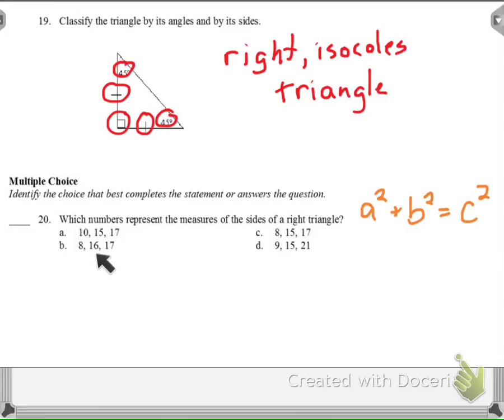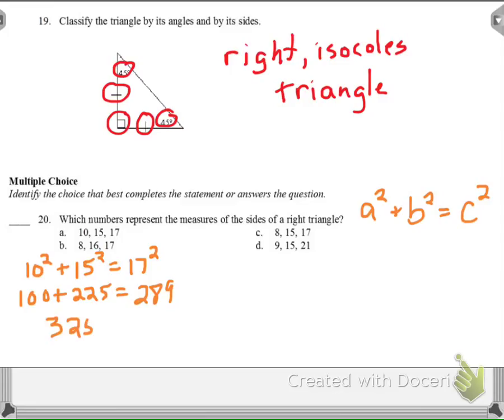Okay, so I'm going to test out A. If this was a triangle, it would be 10 squared plus 15 squared equals 17 squared. A squared plus B squared equals C squared. Remember, C has to be the biggest. Alright, so that gives me 100 plus 225 equals 289. Well, that's 325 equals 289. That's not true. So A is not a right triangle.